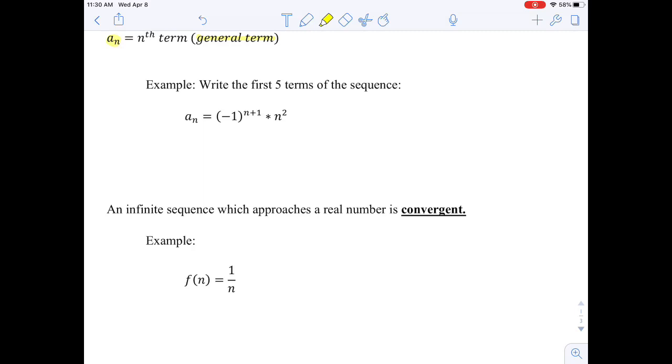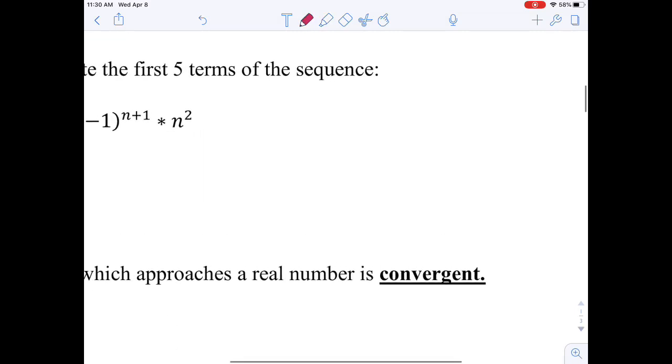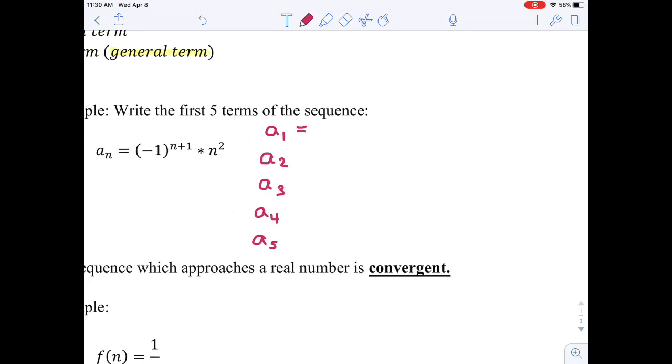So here's the first example. Write the first 5 terms of this sequence. What they mean is they want to know what is a sub 1, a sub 2, a sub 3, a sub 4, a sub 5. Sometimes you might need to do the work for every single one of these. Sometimes the pattern might become pretty clear quickly. So the first one, -1 to the n plus 1 times n squared. Our n here is 1. So -1 to the 1 plus 1 times 1 squared. -1 squared is 1, 1 squared is 1, that gives us 1.